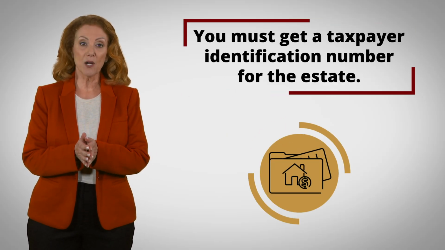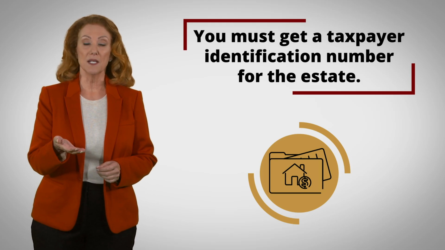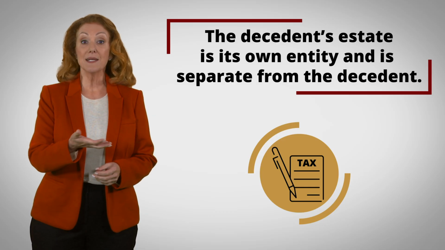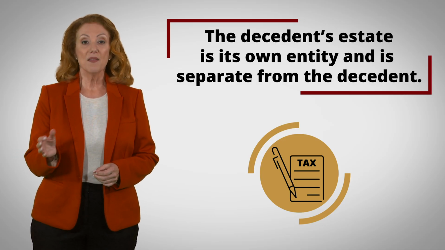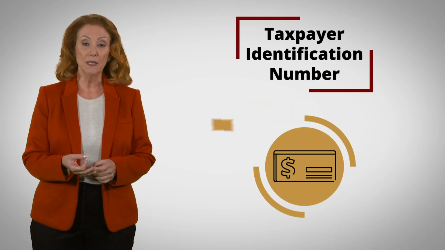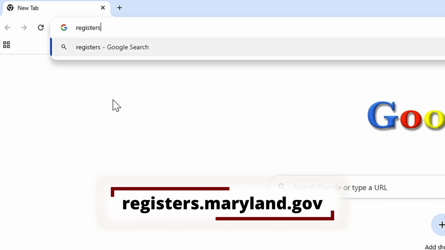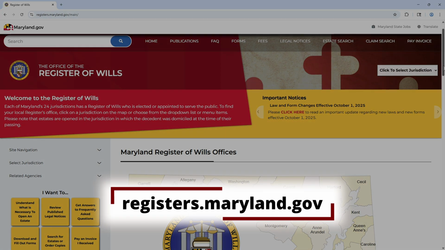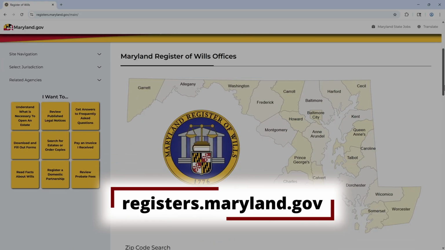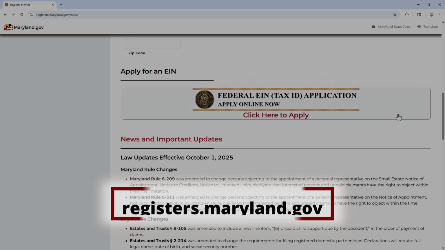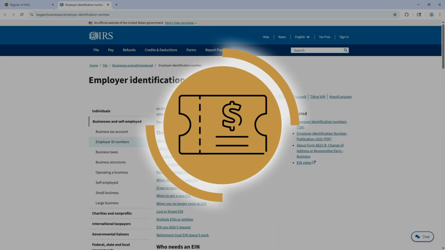Before the estate account is open, you must get a taxpayer identification number for the estate. For tax purposes, the decedent's estate is its own entity and is separate from the decedent. That is why the estate will need its own bank account and tax identification number. Apply for the tax identification number by visiting the Register's website at registers.maryland.gov. On the Register's homepage, see Federal EIN Tax ID Application. You can apply online free of charge.